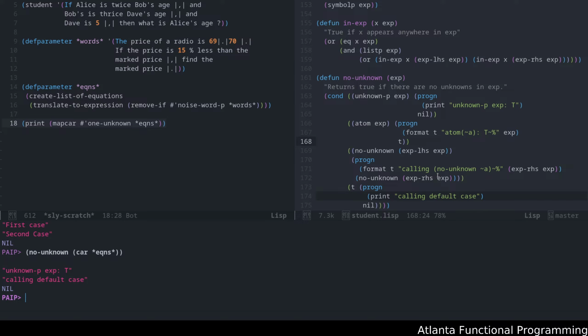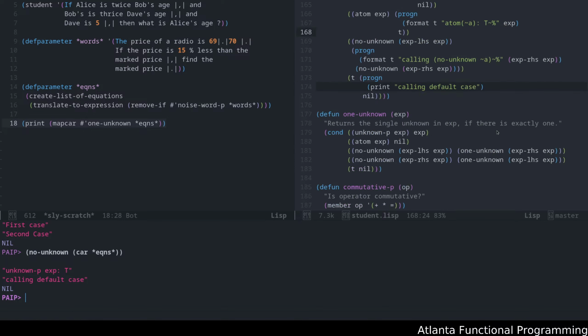This is interesting. It's not even going through the expressions at all. And one unknown expression. Okay. So in this case, it is nil because price is unknown, as far as it can tell. But let's see what happens when we do the other one.